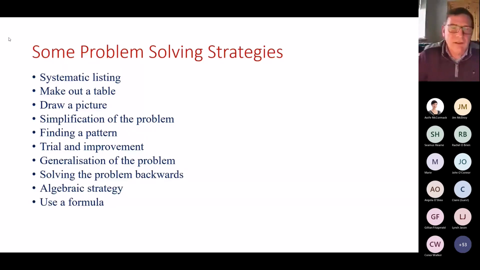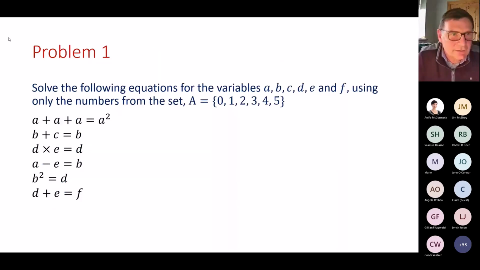Okay, so I think we're ready to move on to the first problem, and this is a nice problem. I think it looks horrendous enough at the beginning. We've a set of 5 equations and 5 unknowns, and we're asking them to solve the equations. But in this instance, the solutions come from the set 0, 1, 2, 3, 4, and 5.